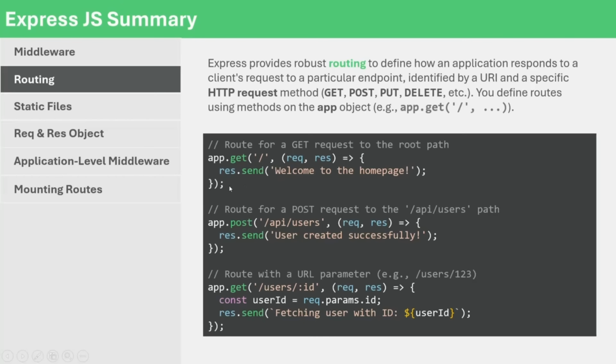So the route handler function gets executed when a specific type of request comes to a given URL. In this case, this route handler function will be executed whenever a get request comes to the root URL. In the same way, we have created a route for handling post request on this endpoint. So whenever a post request will come to /api/users endpoint, that request will be handled by this route handler function.